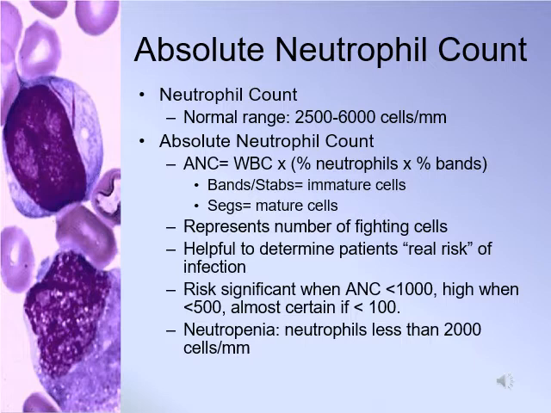So again, risk is significant at less than 1,000 for absolute neutrophil count, high at less than 500, and almost certain if somebody had an ANC of less than 100. So especially if you're working in oncology, you will be very familiar with this. We will place somebody on neutropenic precautions, of course, if they have a low neutrophil count and or a low total white blood cell count as well. Neutropenia is defined as when those neutrophils are less than 2,000. So again, neutropenia, even before we get to that significant risk of infection less than 1,000, we typically would put somebody on protective isolation or what we call neutropenic precautions.